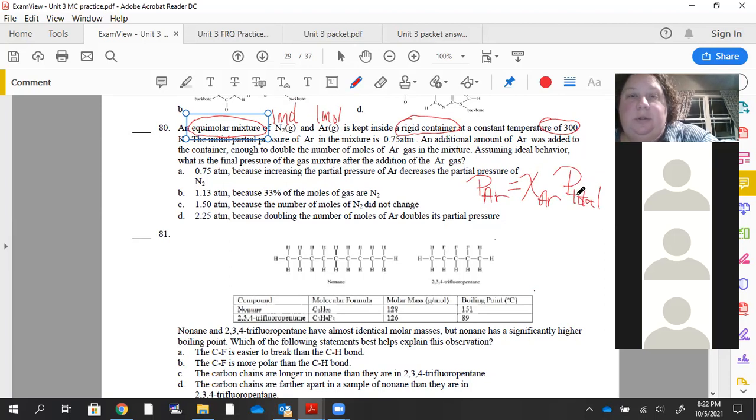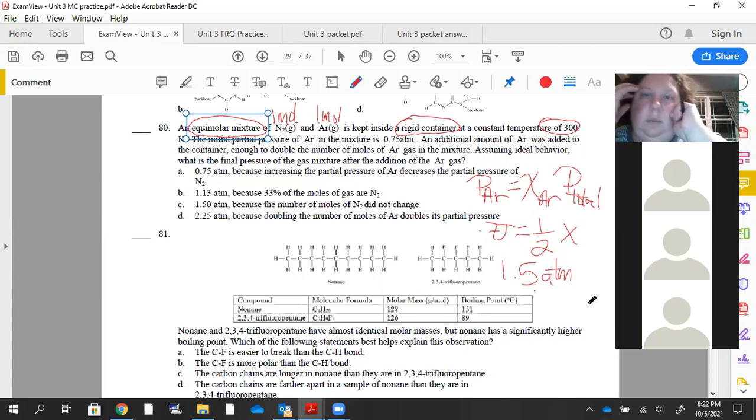I don't know my total pressure, but I know my mole ratio because I know that argon is half of that mixture initially, and I know the pressure that it gave me. So if my pressure of argon is 0.75 atmospheres and argon is half of the mixture, that means that initially my total pressure was twice the pressure of argon. So twice 0.75 would be 1.5, right? So that was my total pressure to begin with.